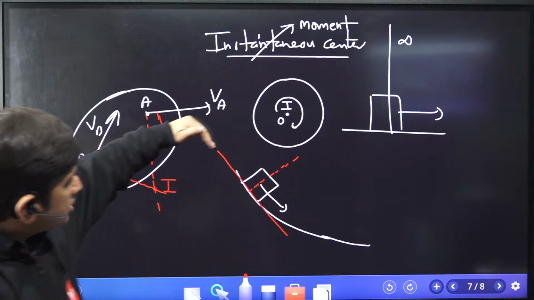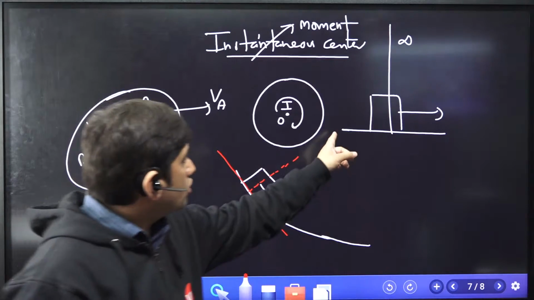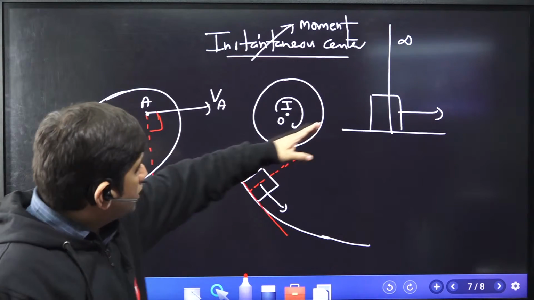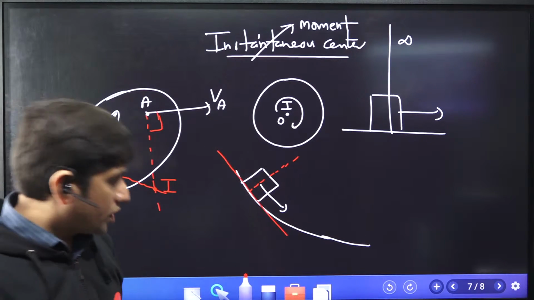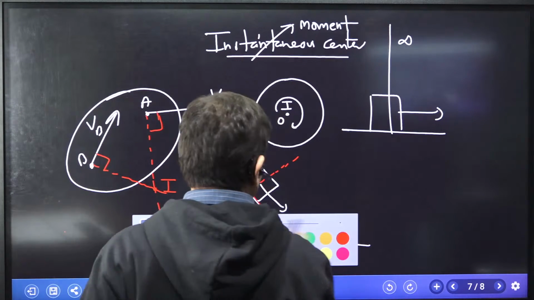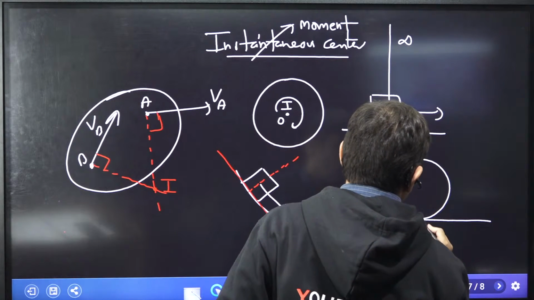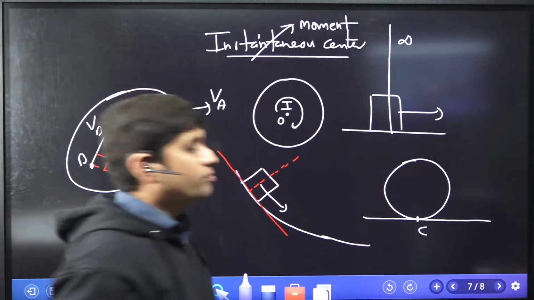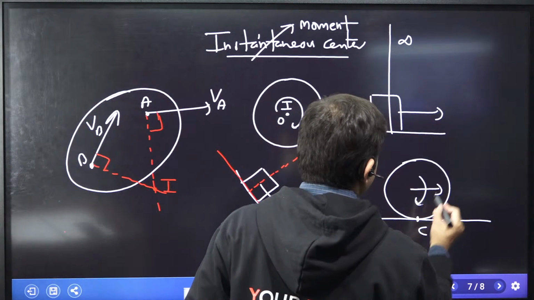If there is a sliding body on a curved surface, where will its I center be? Not on the center of curvature, but on a line joining this particular curved path. Okay. If I give you a rolling body, where will its I center be? You know, for a rolling body, the I center is the point of contact. Always remember, because I center is the instantaneous center.